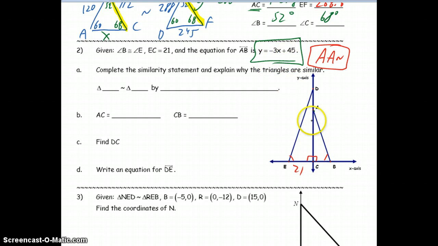The y-intercept is 45. And the slope is 3 over 1. Y is 45. What are we trying to find though? Oh, complete the similarity statement. So even if you thought it was congruent, it says similarity right there. So you're off the hook.